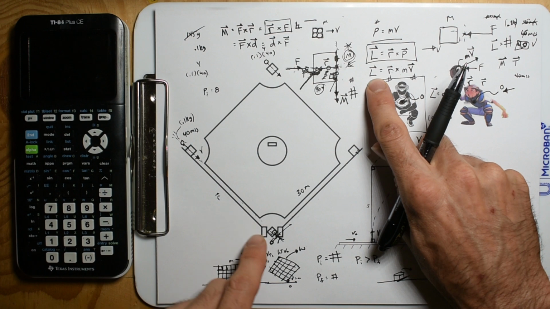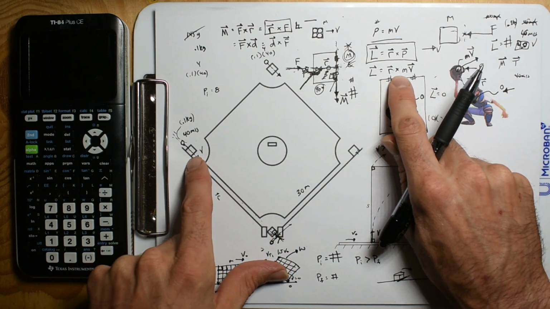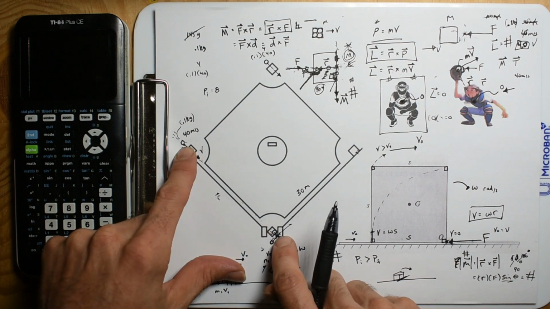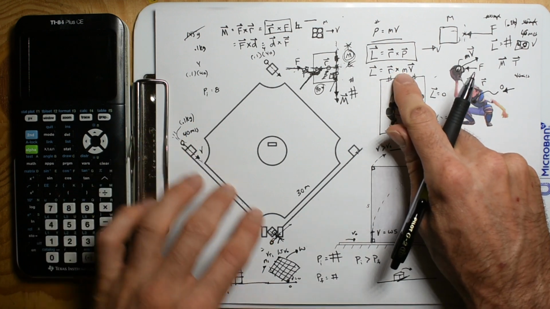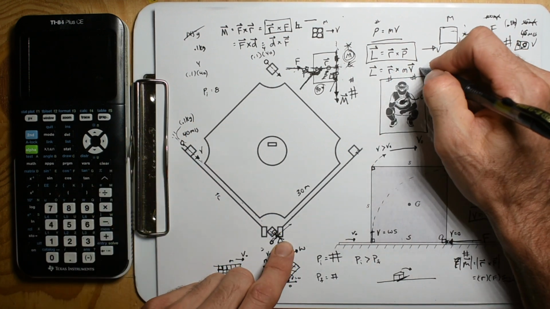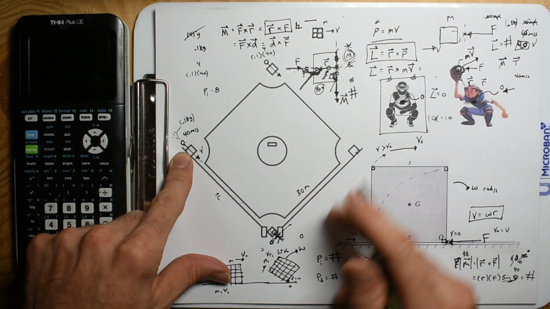So we have angular momentum. This one, because you do have a distance, but the angle between them is 0 or 180, and that's the reason this cross product generates a 0. So this baseball generates 0 angular momentum.